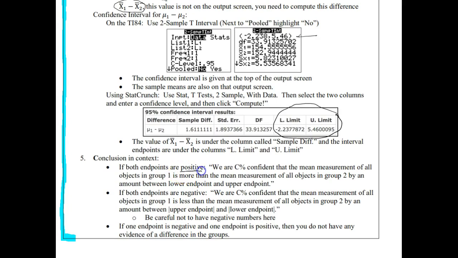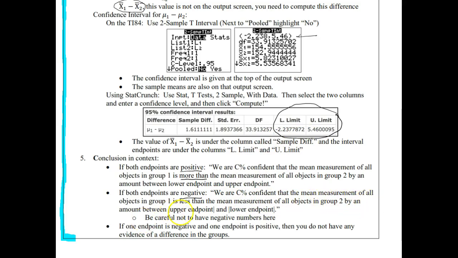We're looking at whether we subtract and get positive values, or subtract and get negative values. If one endpoint is negative and one is positive, then we don't have any evidence of a difference in the groups. If they're both positive, then we know that the mean measurement of all the objects in group 1 is more than the mean measurement of all the objects in group 2, by an amount somewhere in that interval.